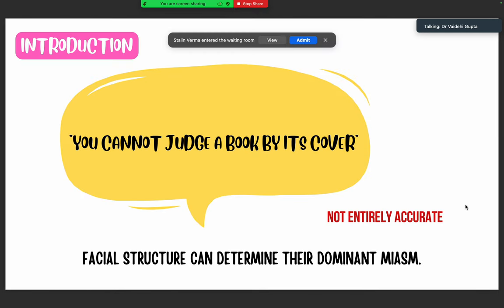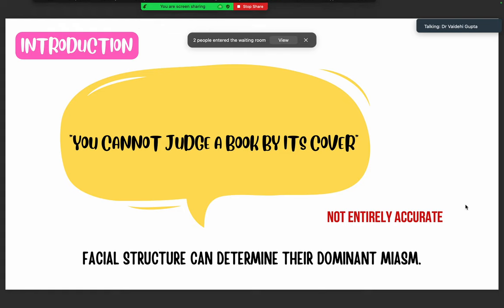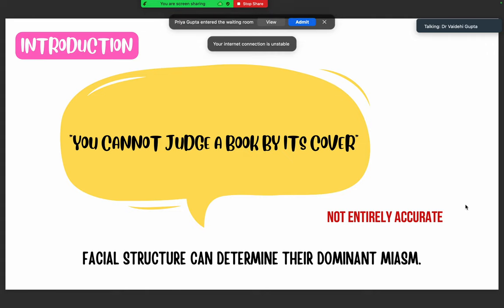Introduction. It is well said that you cannot judge a book by its cover, but it's not entirely accurate, because in homeopathy, facial features are very important. Constitution is very important. So facial structure can determine their dominant miasm. We all know that they are multi-miasmatic conditions. So which one is dominant, we can figure out with the facial features.